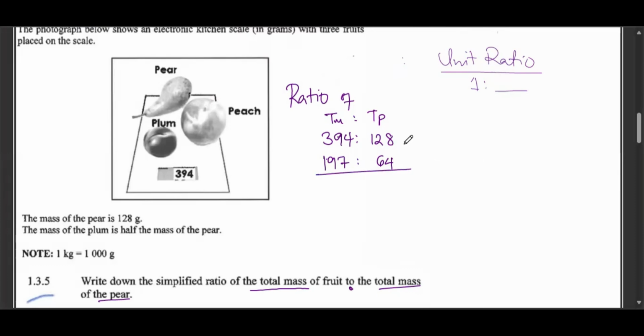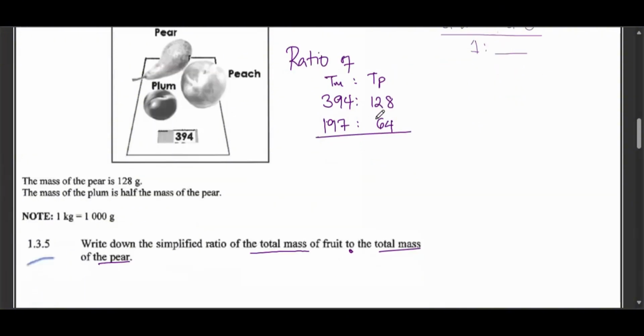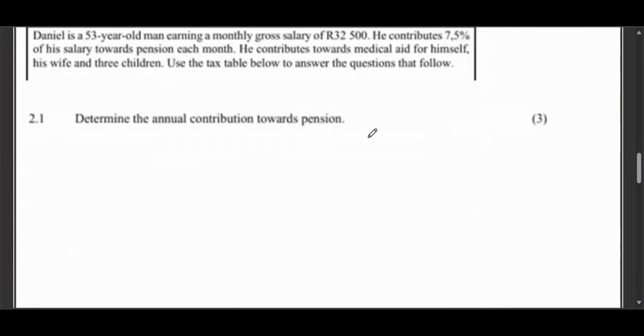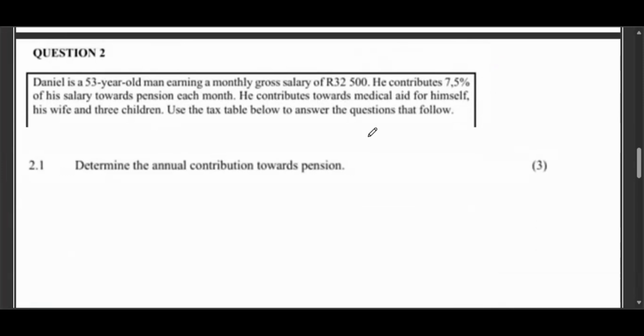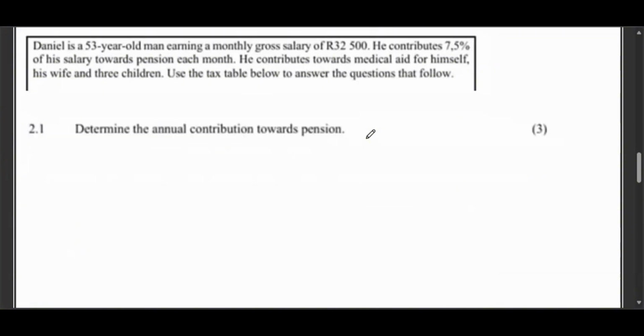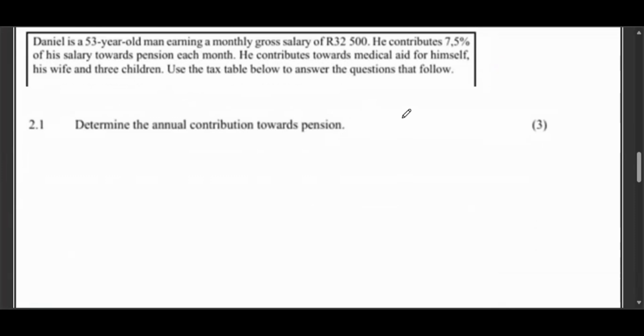Simplified form. When we look at ratios, this is what we look at. All right, let's look at question number 2. Daniel is a 53-year-old man earning a monthly gross salary of 32,500. He contributes 7.5% of his salary towards pension each month. His contributions towards medical aid are for himself, his wife, and 3 children. Use the tax table below to answer the questions that follow. But the first one does not need any tax table.